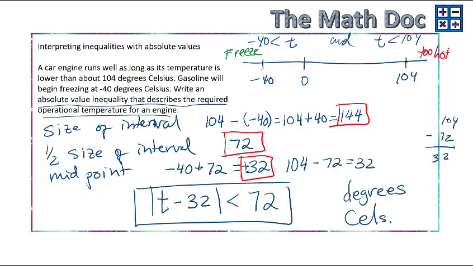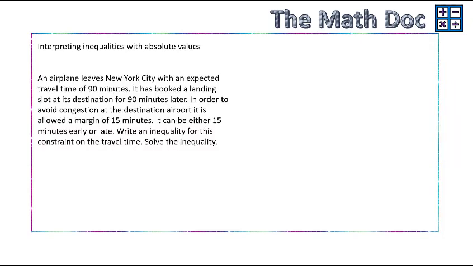Okay, we have one final problem coming up. And this example has nothing to do with temperature, not of cars and not of humans. We're looking at an airport problem where we have an airplane that leaves New York City with an expected travel time of 90 minutes. Let's underline that. It has booked a landing slot at its destination for 90 minutes later. In order to avoid congestion at the destination airport, it is allowed a margin of 15 minutes. It can be either 15 minutes early or late. Write an inequality for this constraint on the travel time.